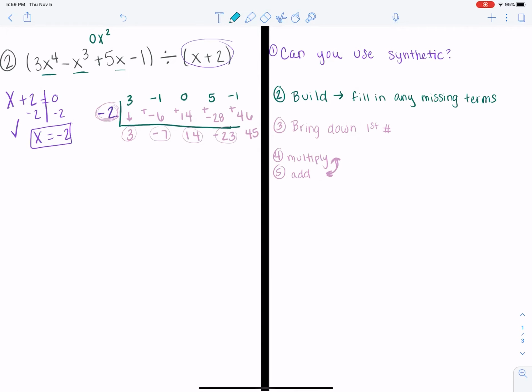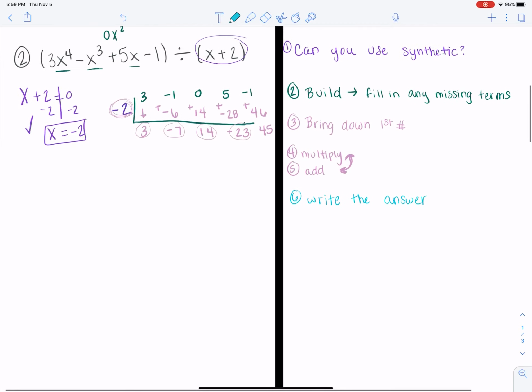Write the answer. Okay, now remember the first thing you have to do to write the answer is figure out what kind of x you start with. So look at the x that you began with, x to the 4th power. That means your highest degree, your biggest degree is 4. So we're going to take the degree 4, we're going to subtract 1, and we have 3. That means we're going to start with an x cubed. So now 3 is the degree we begin with.